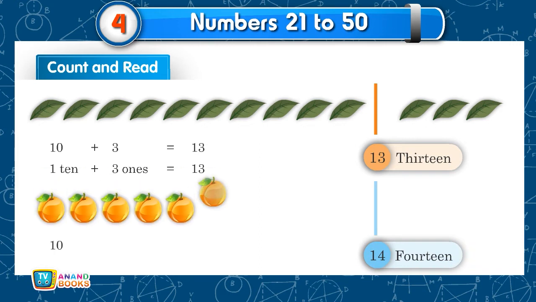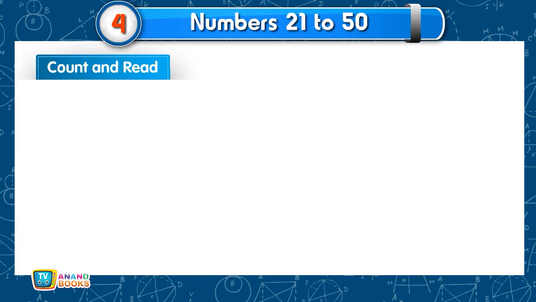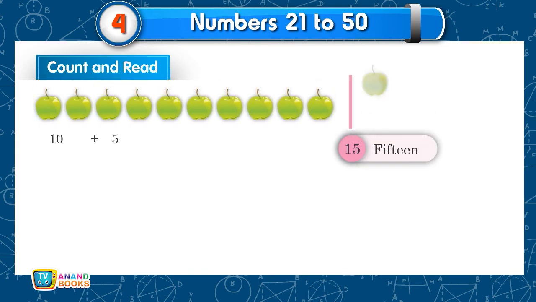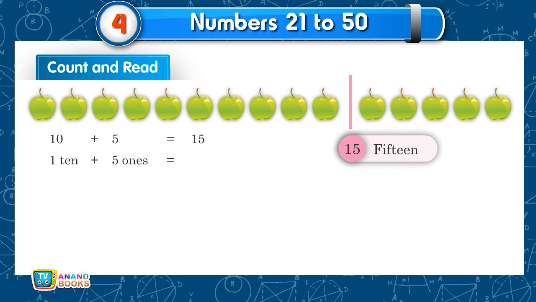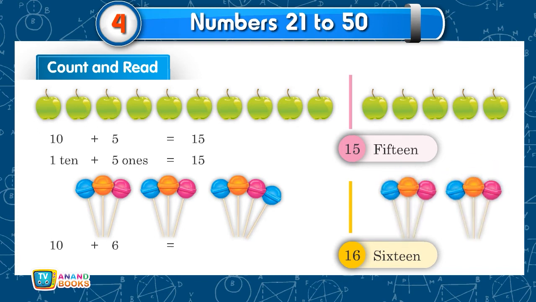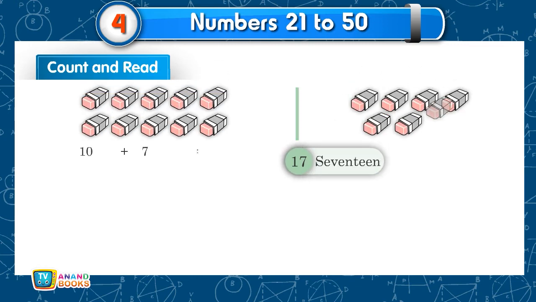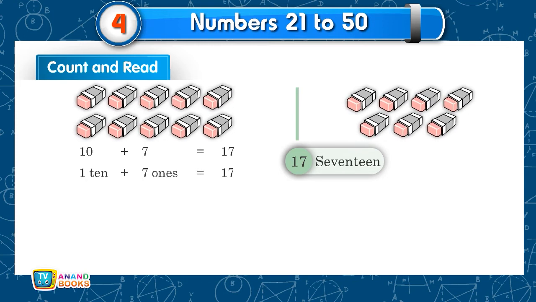14. 10 plus 4 is equal to 14. 1 ten plus 4 ones is equal to 14. 15. 10 plus 5 is equal to 15. 1 ten plus 5 ones is equal to 15. 16. 10 plus 6 is equal to 16. 1 ten plus 6 ones is equal to 16. 17. 10 plus 7 is equal to 17. 1 ten plus 7 ones is equal to 17.